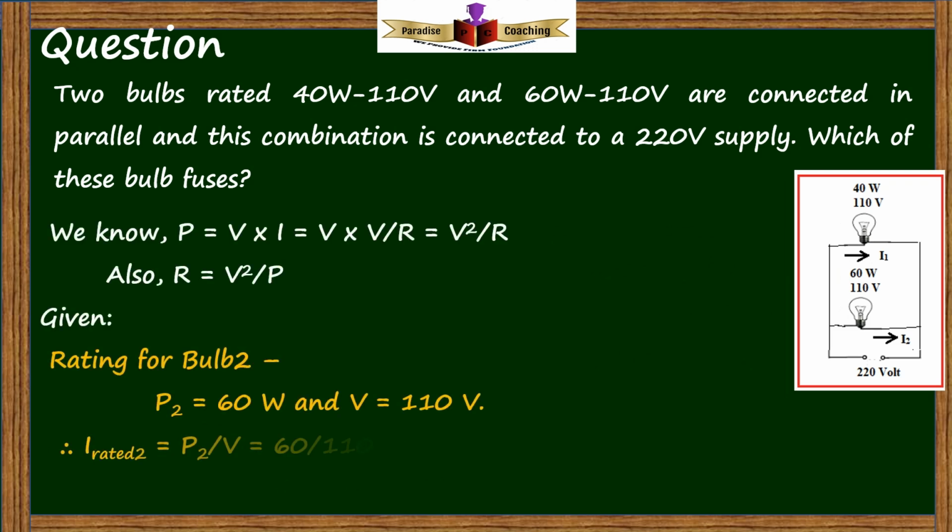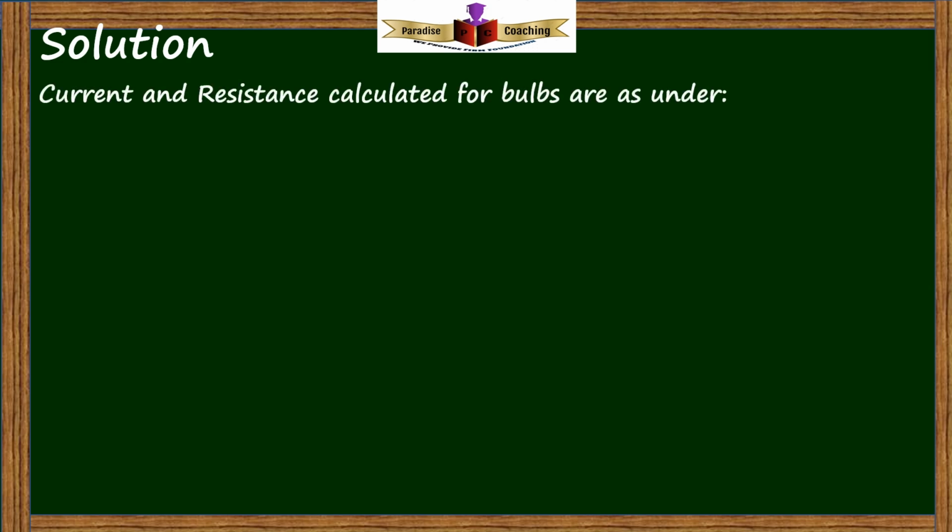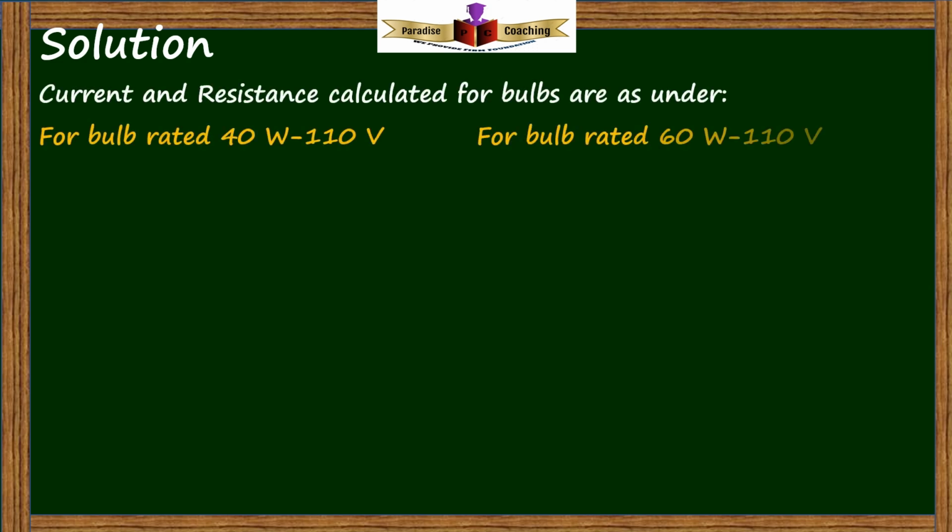Similarly, let's calculate the rated current and resistance of bulb 2. For bulb 2, the rated current is 0.54 or 6 by 11 amperes. The resistance of bulb 2 is 605 by 3 or 201.67 ohms. The calculated rated current and resistance of each bulb is summarized below.